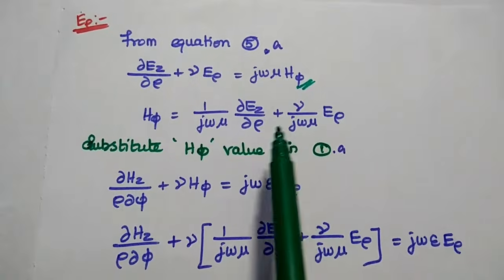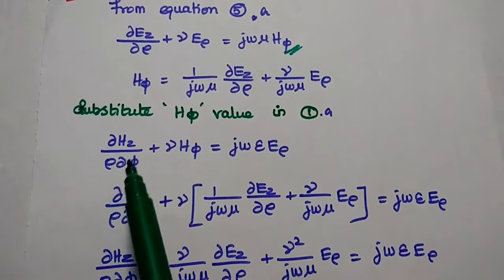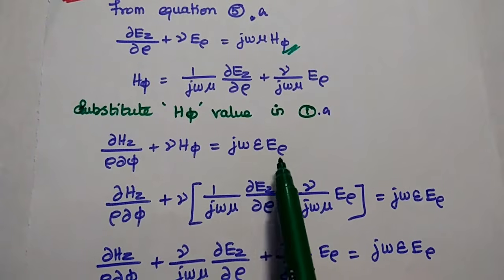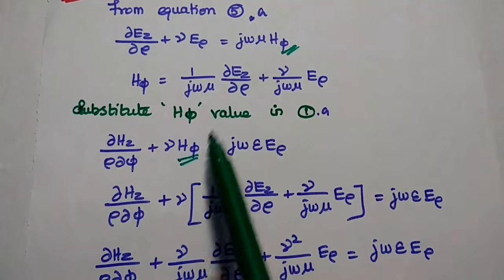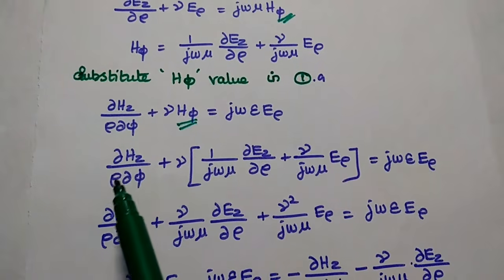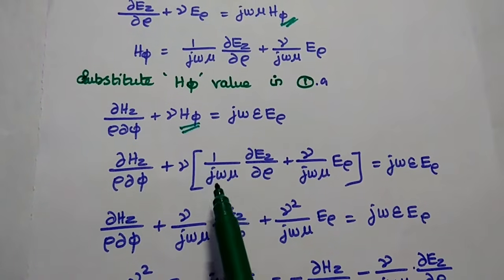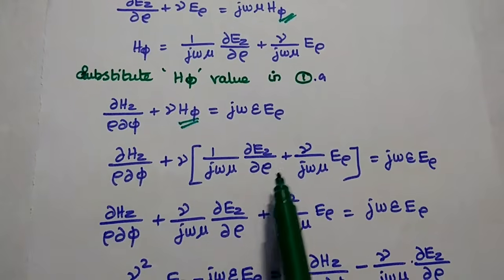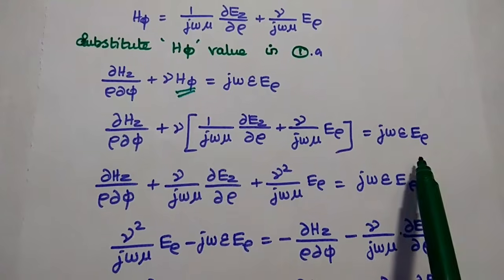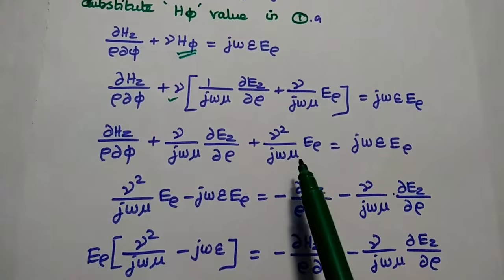Then we have to substitute this Hφ value in the first equation. So what is the first equation? ∂Hz/(ρ∂φ) plus γHφ is equal to jωε Eρ. So here we have to substitute this Hφ value in this place. Then ∂Hz/(ρ∂φ) plus γ into what is the value of Hφ? 1/(jωμ) ∂Ez/∂ρ plus γ/(jωμ) Eρ is equal to jωε Eρ. Then we have to multiply this γ inside this bracket. We can get a value like this.